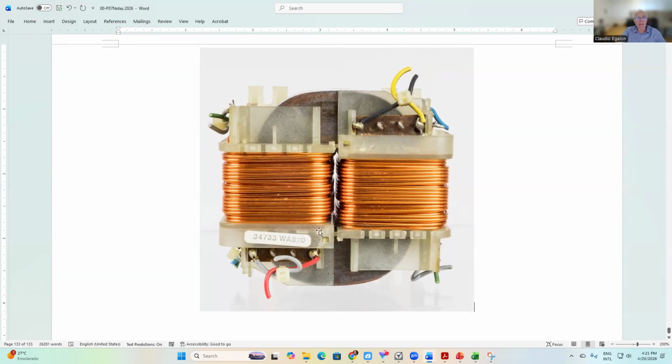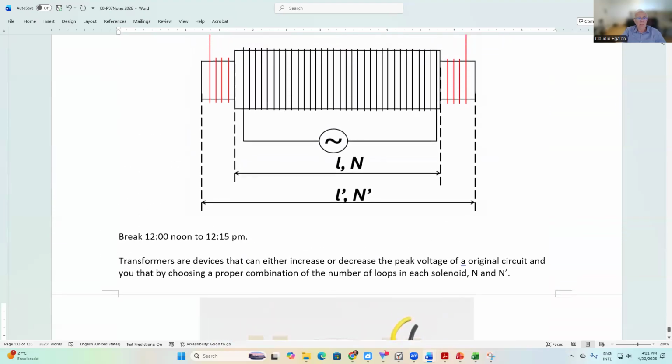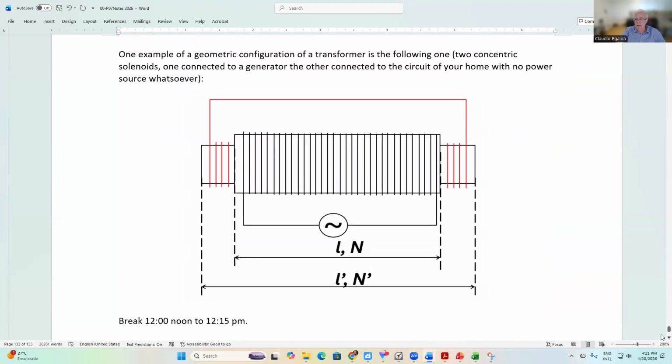And what does this metal do? This metal concentrates the magnetic field generated by one of the solenoids. It concentrates the magnetic field that propagates through the second solenoid and induces the current on the other one. That's what it does. That's a much more convenient geometry than the other one that I showed you.